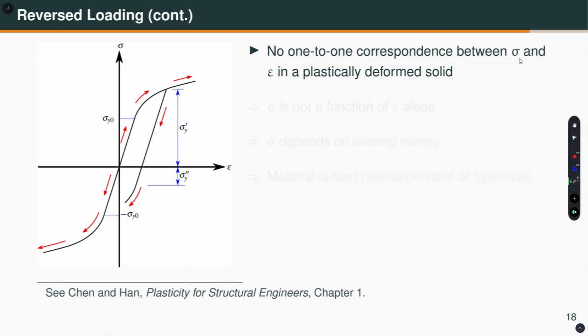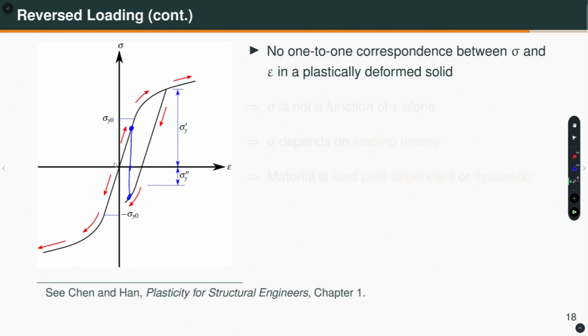Now, here I want to note that there is no one-to-one correspondence between sigma and epsilon in a plastically deformed solid. What I mean by that, let us see if I take a strain here, what is the stress? Is it this number? Is it this number? Which one it is? Well, I do not know, because the material behaves in a path dependent manner, or in other words, the material has a memory. It remembers in which path you have taken it to, and it will follow.